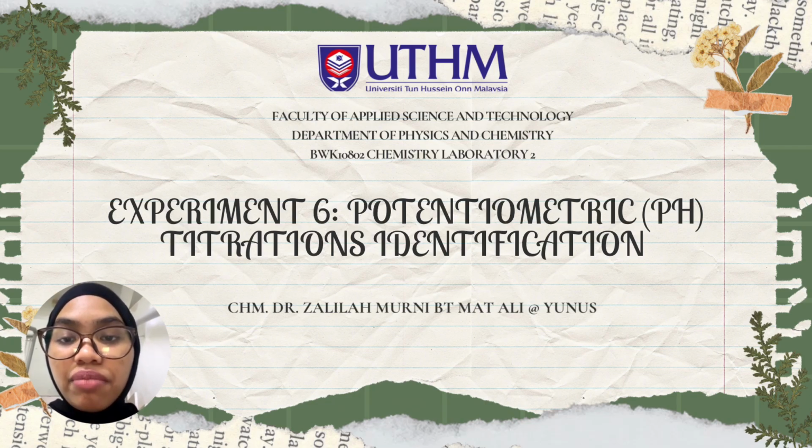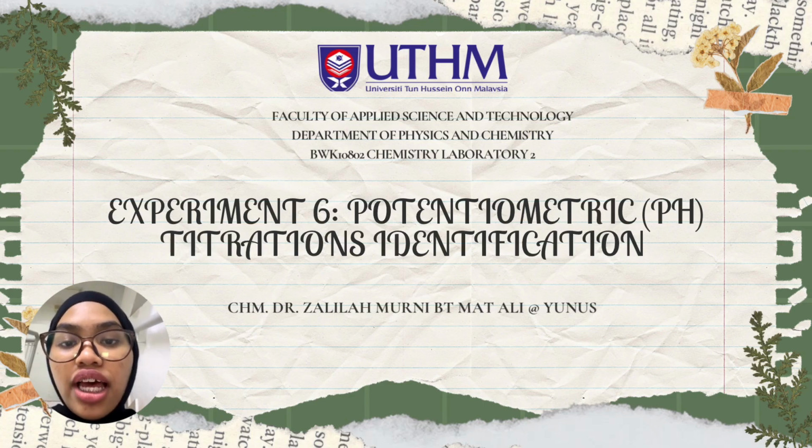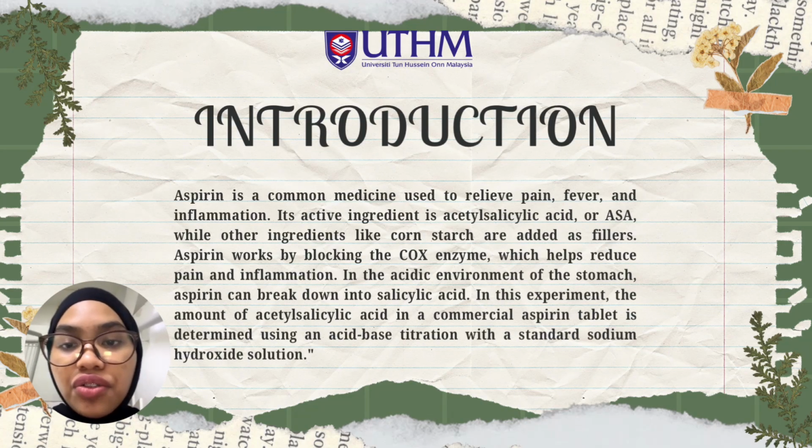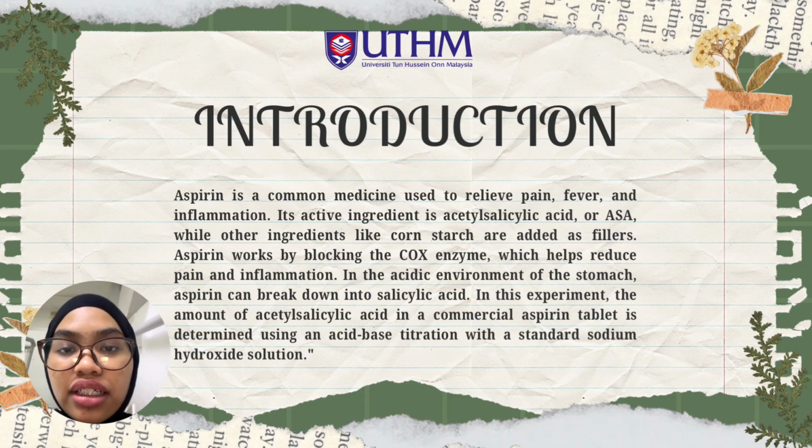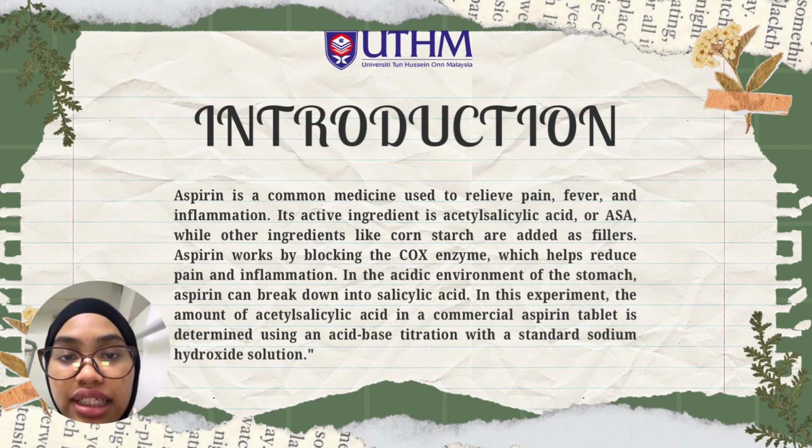I'll be explaining about Experiment 6, potentiometric pH titration identification. For the introduction, aspirin is a common medicine used to relieve pain, fever, and inflammation. Its active ingredient is acetylsalicylic acid or ASA, while other ingredients like cornstarch are added as fillers.